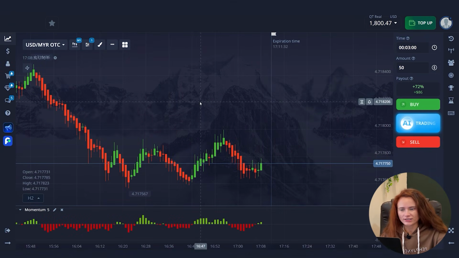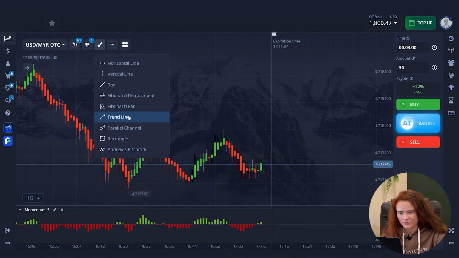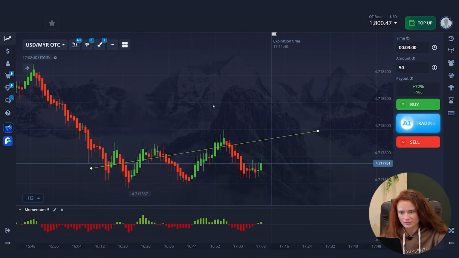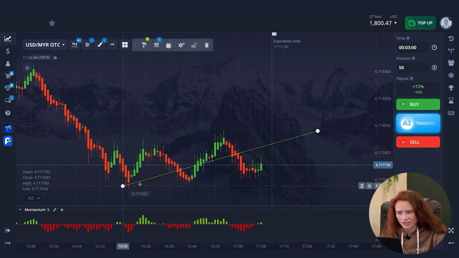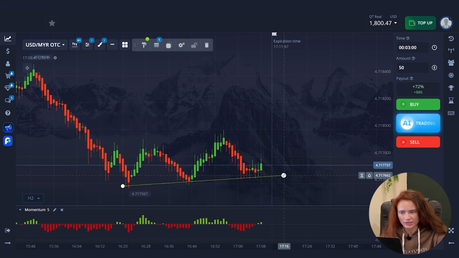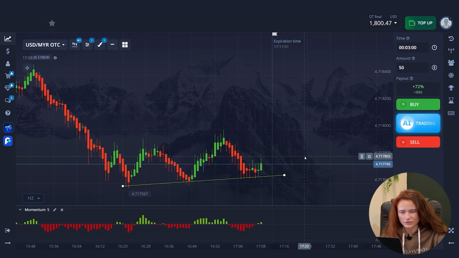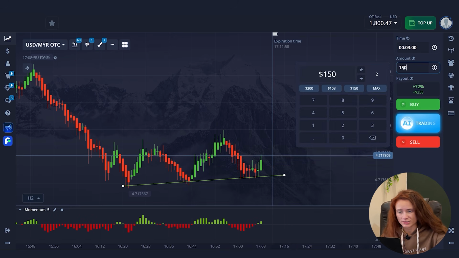Before opening a trade, let's add a trend line to the chart. I will set it by the minimum price. It's important in this situation. And trading time that I will use is going to be 3 minutes. Start with $150 and my forecast the price will increase. So we'll press the buy button to open a trade.